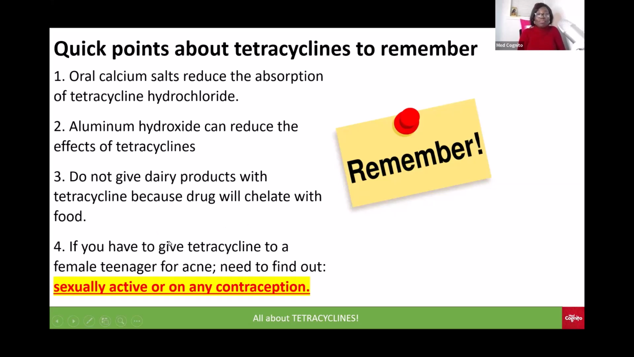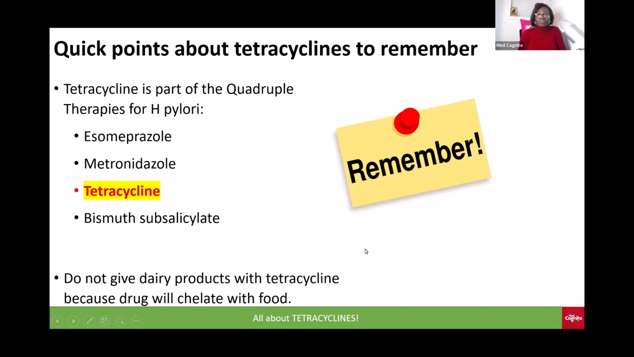And yes, this point is very important. If you have to give tetracycline to a female teenager for acne, you should find out whether the female is sexually active or on any contraception. Because what if the client is pregnant and then the client is going to be given tetracycline? So we have to find out whether the client is sexually active or the client is on any contraception. So remember this key point. And remember this as well.